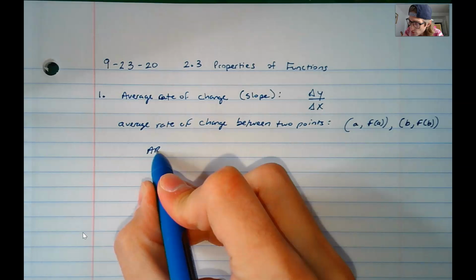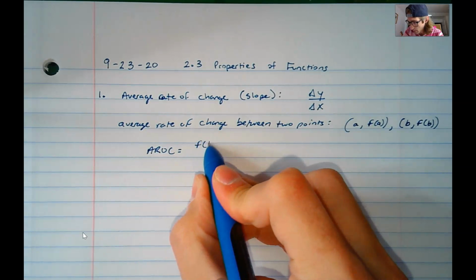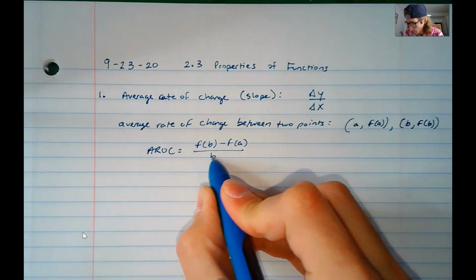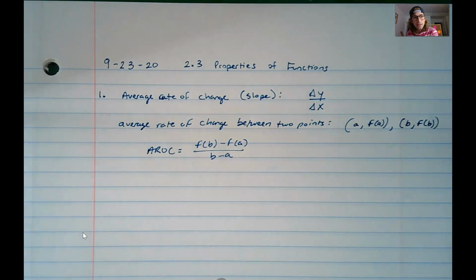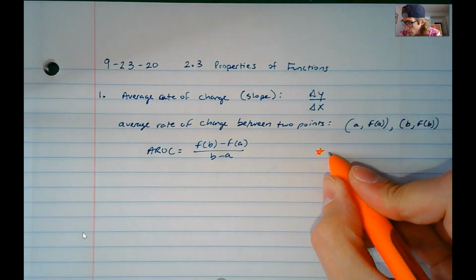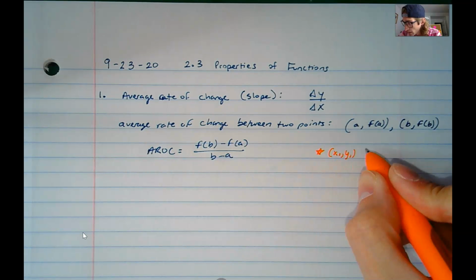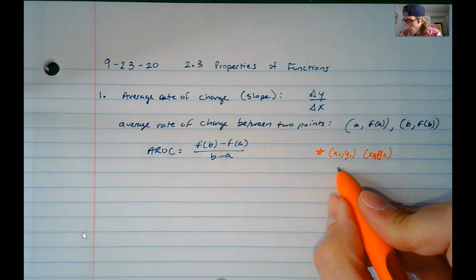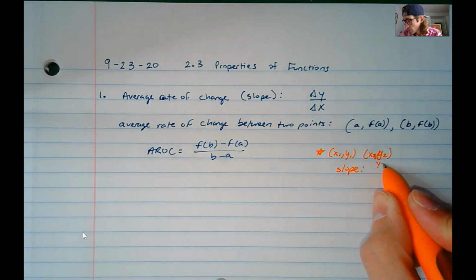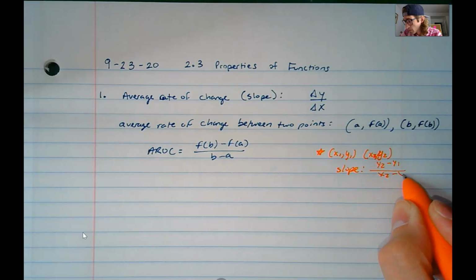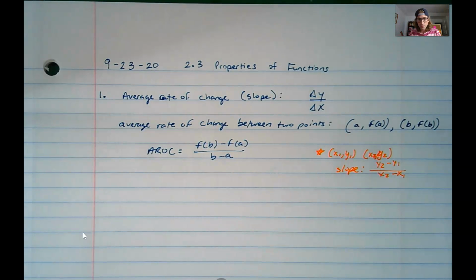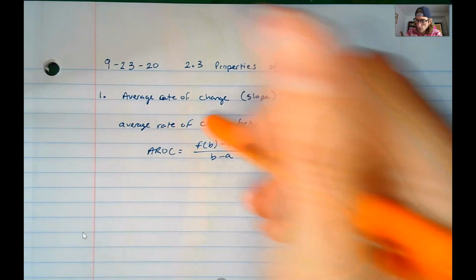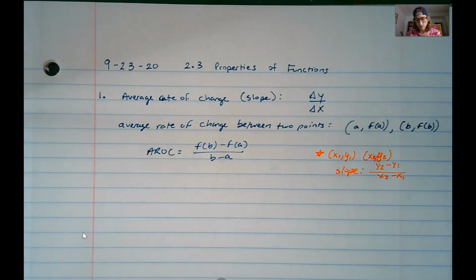The average rate of change is f of b minus f of a over b minus a. This is the same thing as our slope function. Maybe I'll write it down just to kind of hit home the point here. If we have on a linear function x1 comma y1 and x2 comma y2, our slope between those 2 points is y2 minus y1 over x2 minus x1. They're the same thing. Slope of a line and the average rate of change between 2 points, that's basically slope.